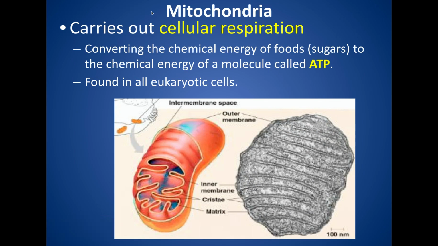This is a very important organelle called the mitochondria. This is the plural name. Mitochondria means multiple, mitochondrion is singular. And this is the place where cellular respiration happens. And it's basically the opposite of photosynthesis.